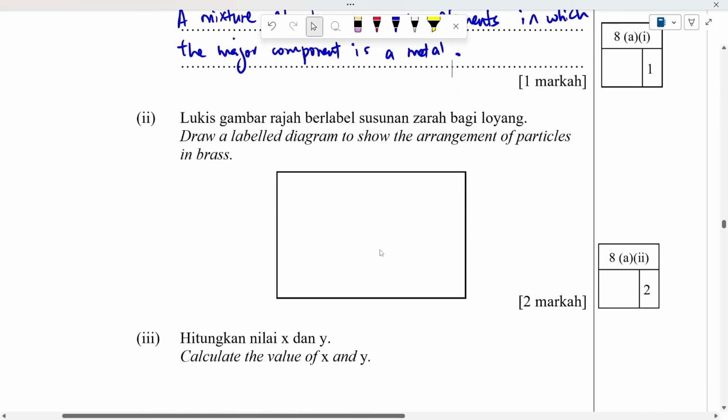Now, for brass, how is the arrangement? Okay, so for this you have zinc and copper, right? Zinc and copper, which one has a bigger size? Zinc, bigger size. So how do you know? Actually, in Paper 2 you are given the periodic table, so you can check the size from there. So zinc has the bigger size, and it is surrounded by the smaller size atoms, like drawing a flower, right?